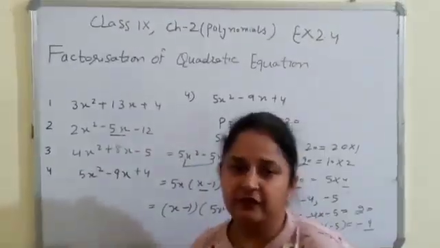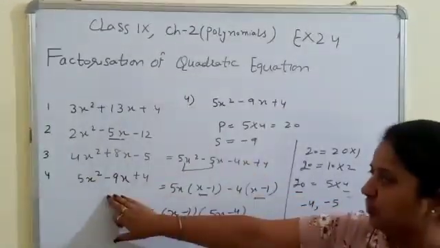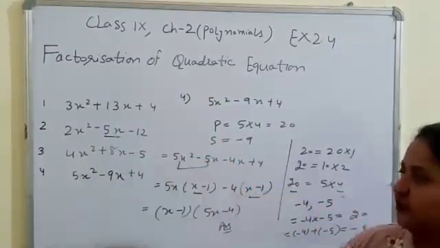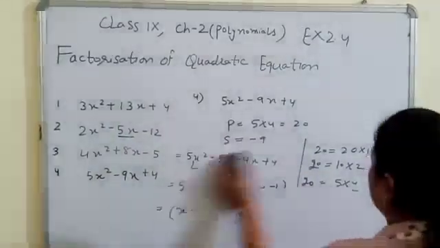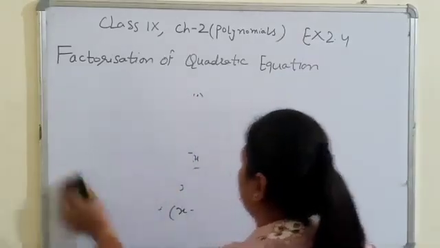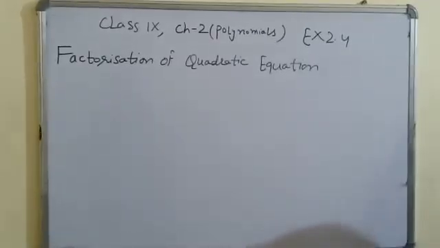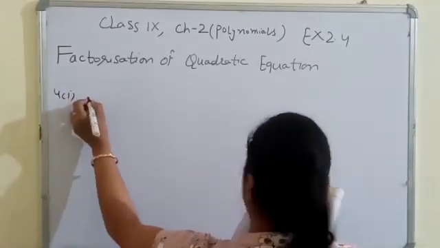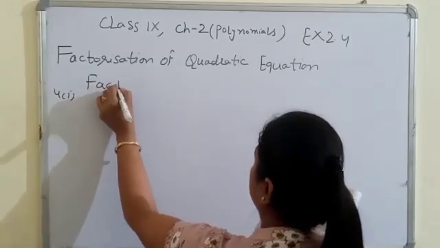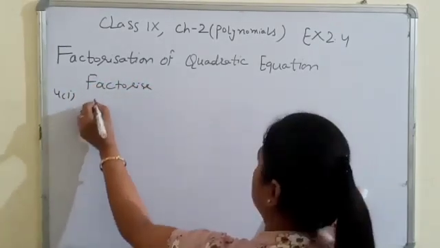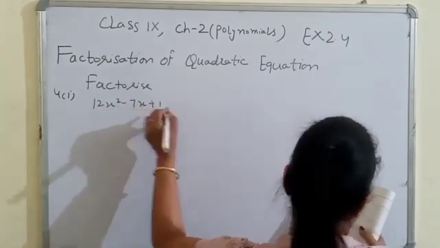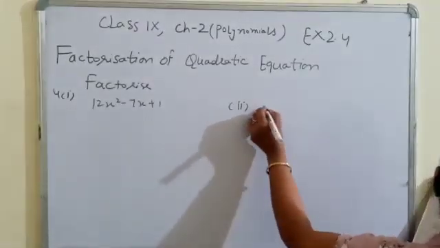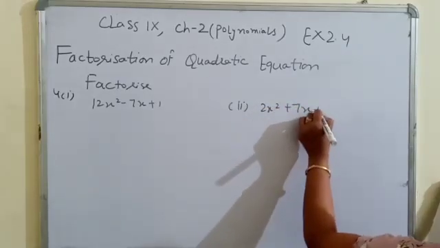These are the 4 different types of examples. In these 4 questions you can see each question has different situations. So let's start question 4 of exercise 2.4. First part is factorize 12x square minus 7x plus 1, and second is 2x square plus 7x plus 3.